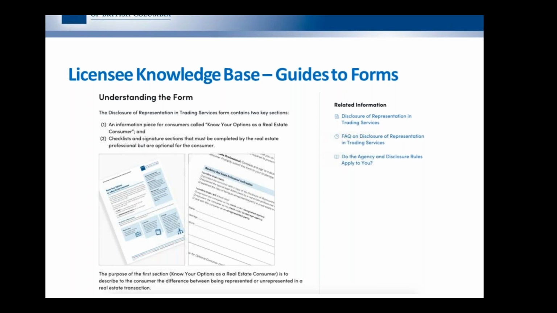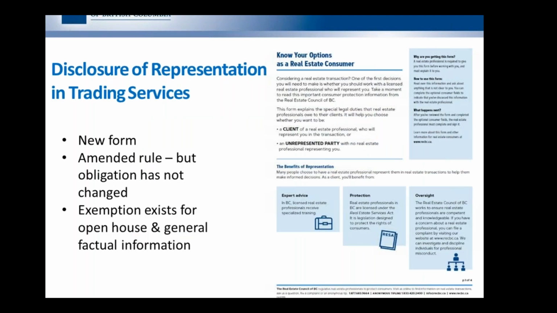So in addition to that information, there's actually guides that have been developed to assist licensees in the conversations that they're going to have with consumers around the forms. So the first form, disclosure of representation in trading services. This is a new form, but the obligation of disclosure of agency representation has not changed. Under 510, licensees have always had the obligation before providing trading services to disclose the nature of their representation to the consumer. The new form is evidence of the licensee having complied with that requirement.